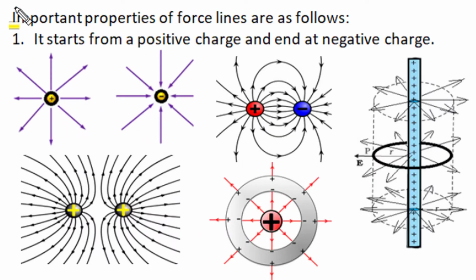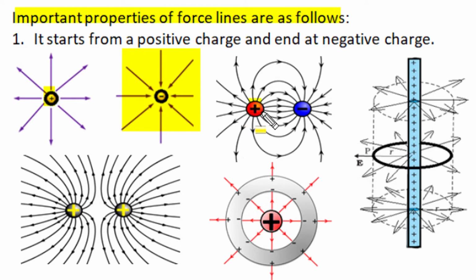Some important properties of force lines are as follows. The force lines start from a positive charge. As for a solo isolated positive charge, they are radially outward, and they end at a negative charge. That means for an isolated negative charge, these are radially inward force lines as shown in this yellow highlight. For positive and negative isolated charges, the force line configuration is just identical, only the arrow direction is different. For a positive charge it is outward, and for a negative charge it is inward.